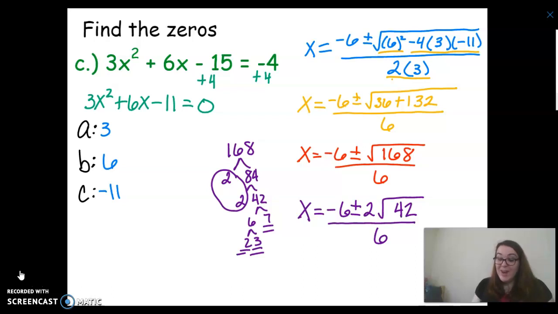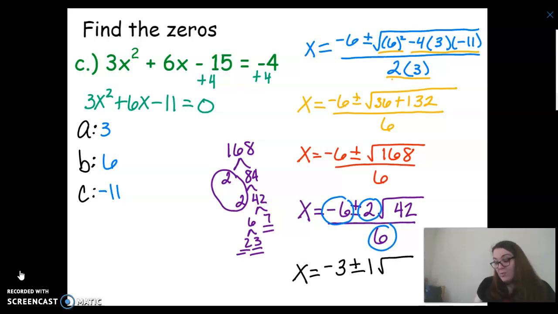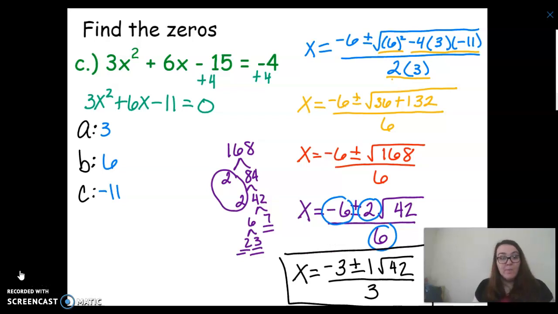Okay, now is the time that you want to look at all three areas, meaning the -6, the 2, and the 6. Could care less about the 42, but those three numbers on the outside all have something in common, so this can simplify one last time. They all divide by 2, so that I have -3 plus or minus, and you can put a 1 in front of the square root of 42, but you do not have to. All divided by 3, and this becomes your final answer. Okay?